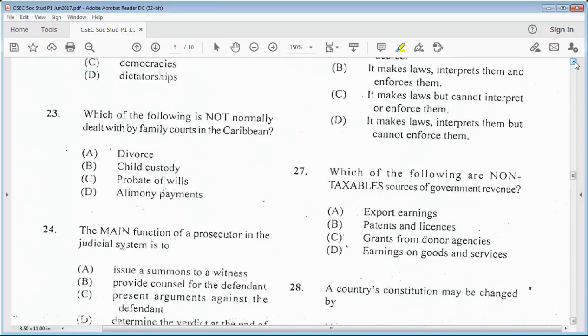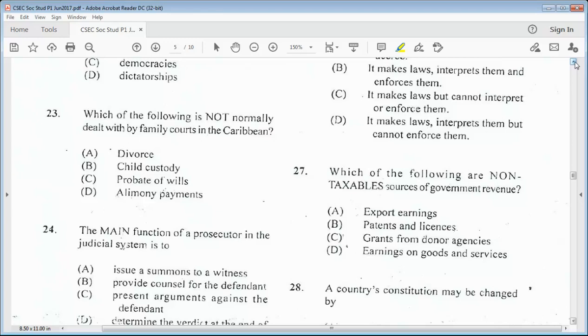Here it says, which of the following is not normally dealt with by family courts in the Caribbean? A. Divorce, B. Child custody, C. Probate of wills, D. Alimony payments. Now, using the method of elimination, probably you're not familiar with the word probate of wills, but you can use a method of elimination in answering this.